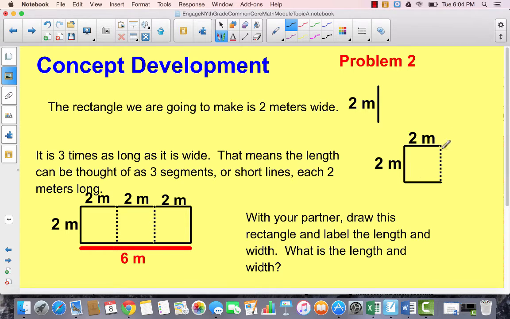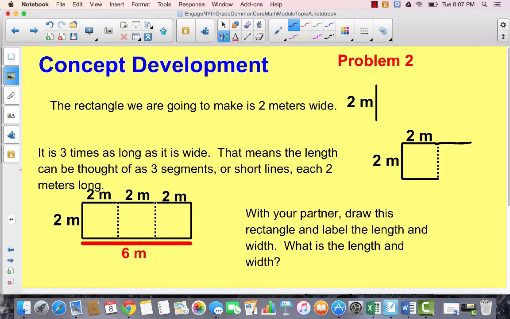Go ahead and add a section of 2, and then we're using little dotted lines. So if it's 3 times as long as it is wide, here's 1 time longer. This would be 2 times as long as it is wide. So I would label this 2 meters. And one more time would be 3 times as long as it is wide. So you'll see. I started here. Here's how wide it is. It's 3 times as long as it is wide. So that means 3 twos. So now that I have my rectangle, I can see that the rectangle is actually 2 meters wide, and 2, 2, and 2 would be 6 meters long.